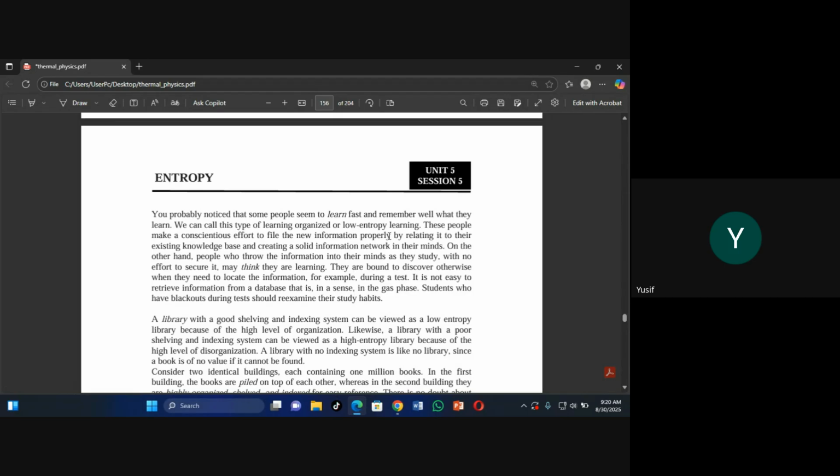On the other hand, people who throw information into their minds as they study, with no effort to secure it, may think they are learning. They are bound to discover otherwise when they need to locate the information. For example, during a test, it is not easy to retrieve information from a database that is, in a sense, in the gas phase. Students who have blackouts during tests should re-examine their study habits.